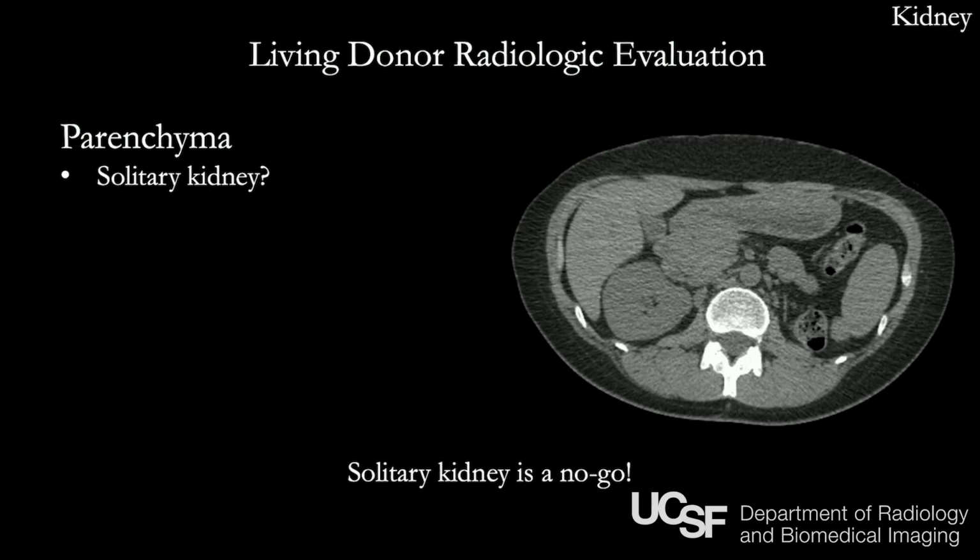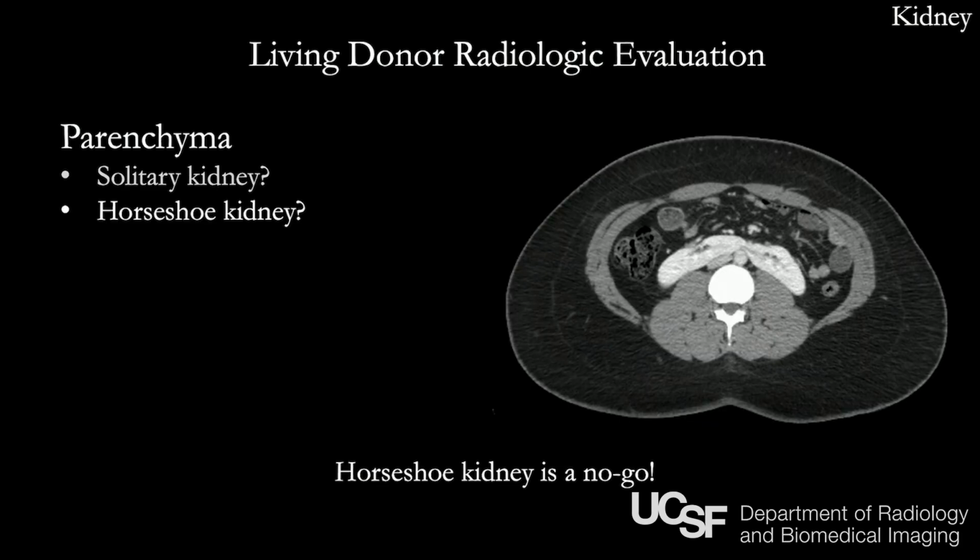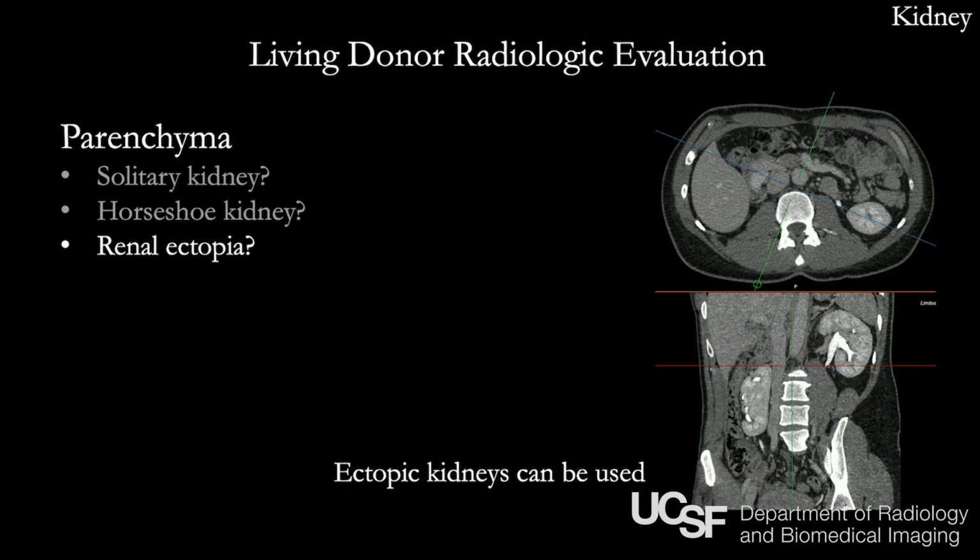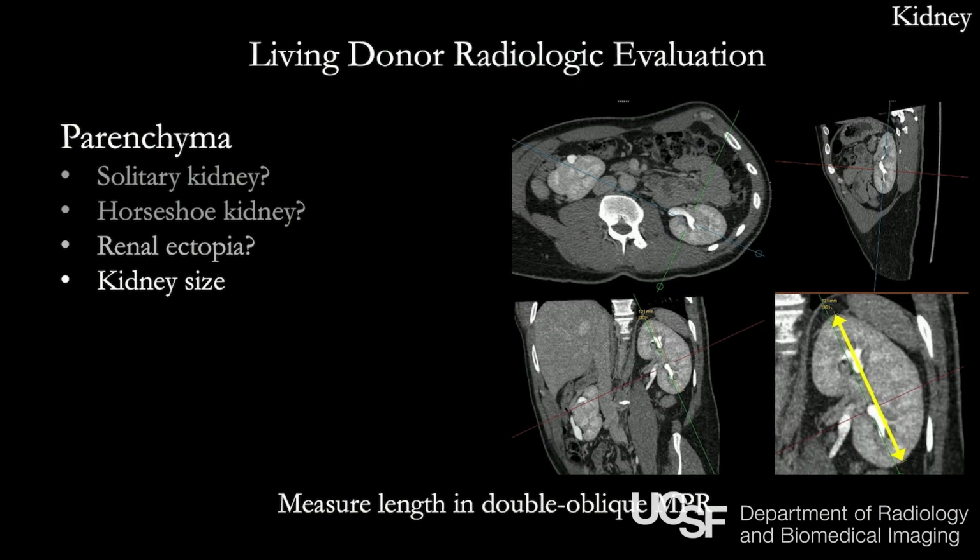All right, so let's talk about the living donor radiologic evaluation of the kidney. So first up is parenchyma. Solitary kidney, classically and clearly a no-go, so not a renal donor. Horseshoe kidney, also a no-go. This just presents too many surgical complications. Renal ectopia. So ectopic kidneys can be used pending evaluation of the other things that we're going to talk about shortly. Kidney size is important. So kidney size gives a kind of estimation of how much nephron volume there actually is and how useful the kidney will be in a donor and implantation setting.